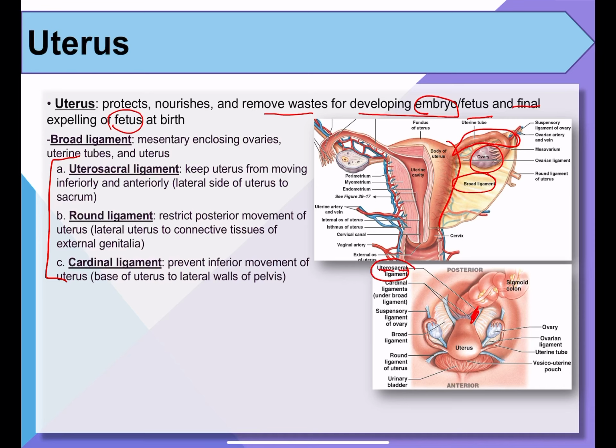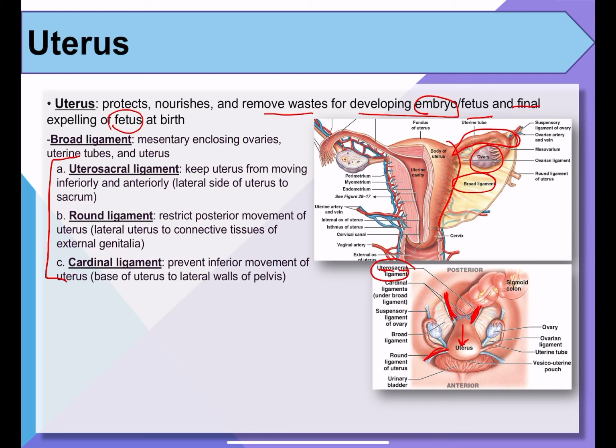So it keeps the uterus from moving inferiorly or anteriorly. So imagine if your uterus tried to move this way, due to a shock or whatever from the back, you have these ligaments that are going to pull the uterus backwards to make sure it doesn't move toward the front.